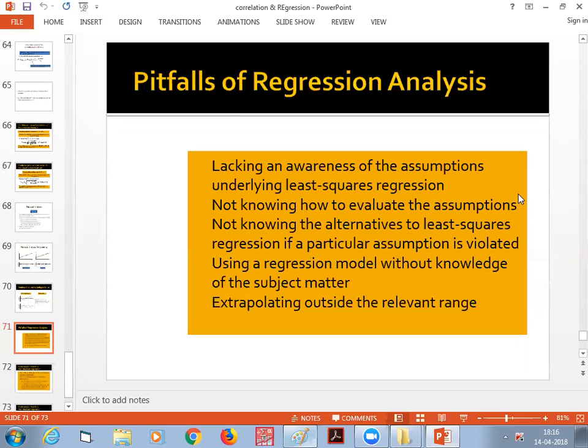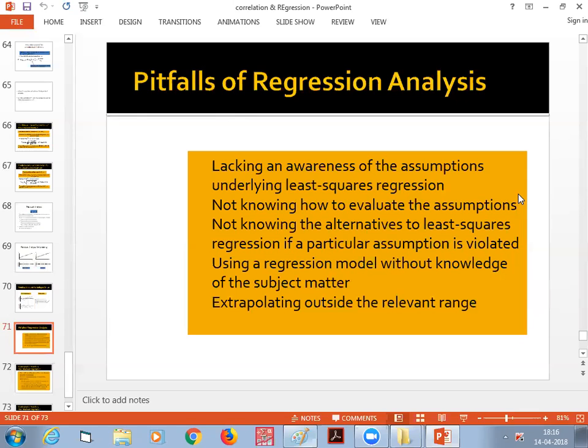So that is a pitfall. Normally people won't do all these things. That's actually a very, very important thing. First one is awareness of the assumption. Second one, evaluating that assumption. If you don't evaluate, that is a pitfall of the regression. What is the next one? Not knowing the alternative to least squares regression.